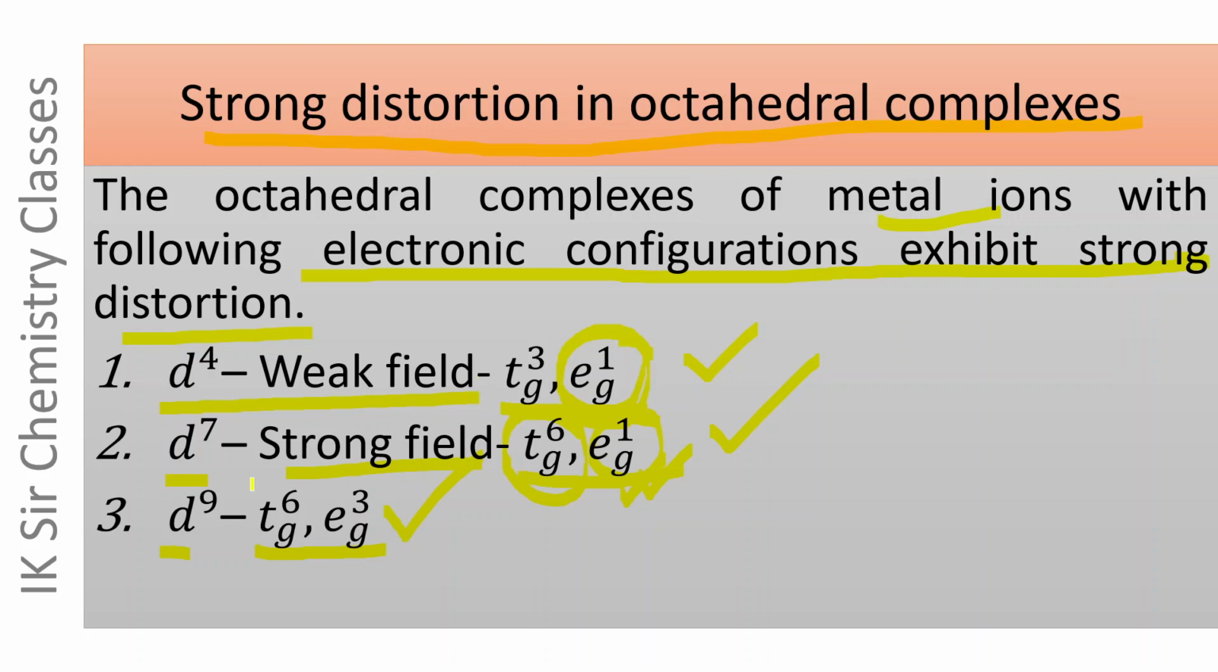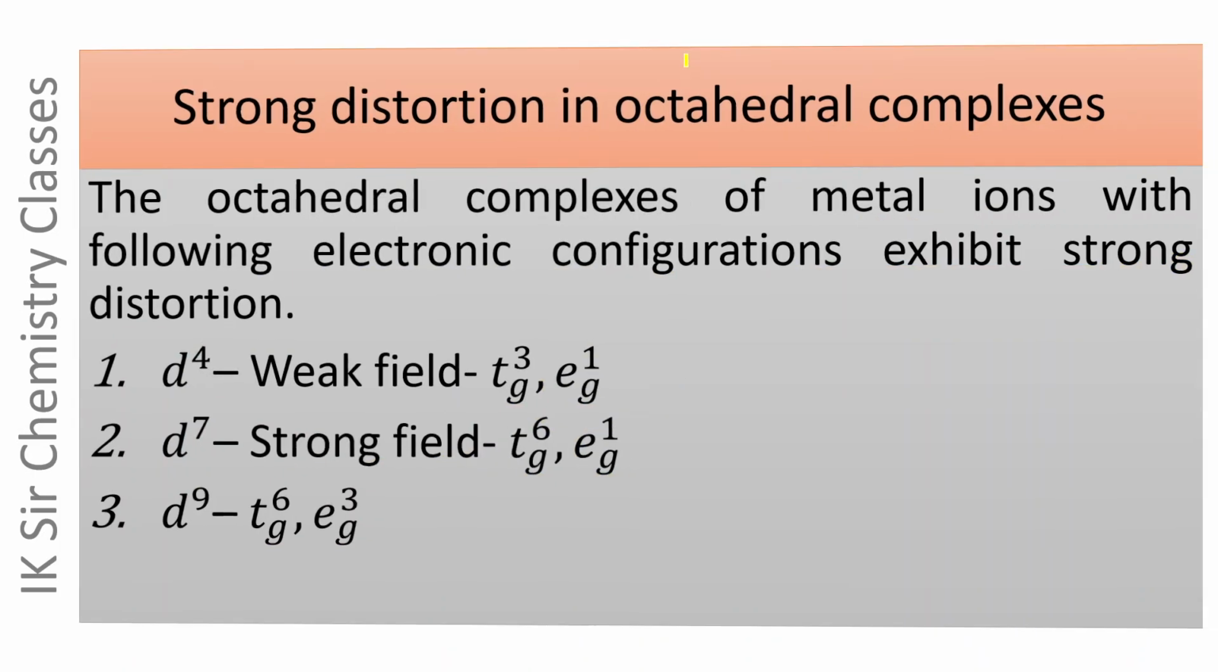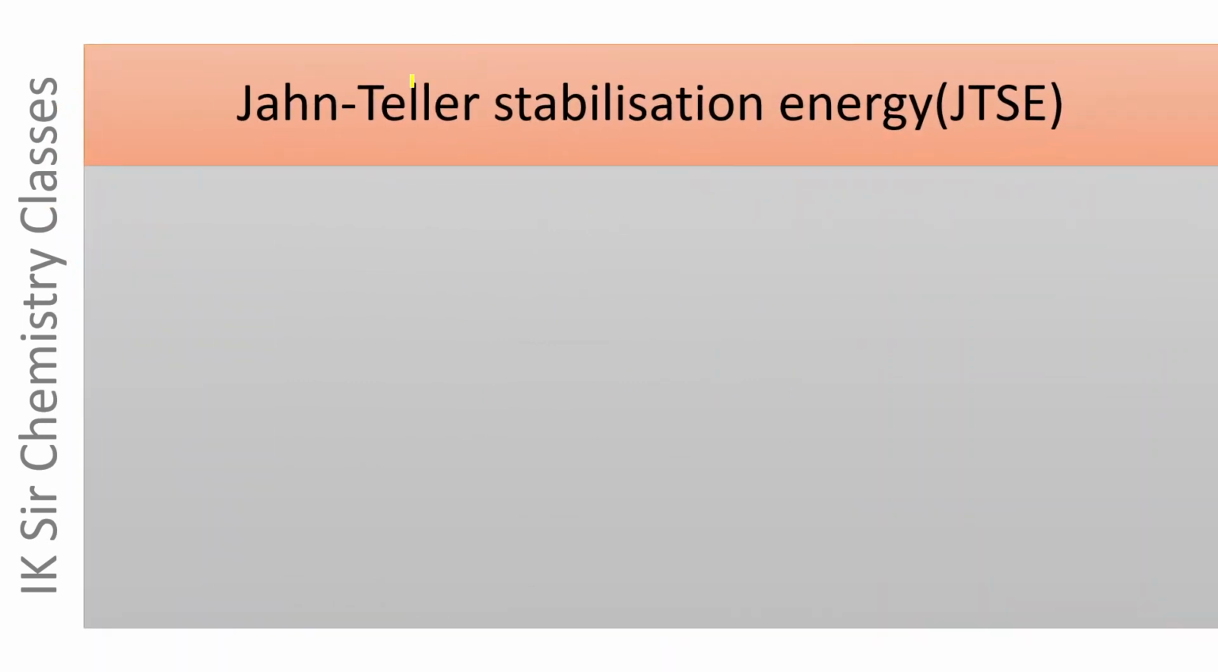D4 in a weak ligand field, D7 in a strong ligand field, and D9 in both weak and strong ligand fields: the Eg set of orbitals is unsymmetrically filled, and a strong distortion in octahedral complexes takes place. Jahn Teller Stabilization energy, which may be abbreviated as JTSE.